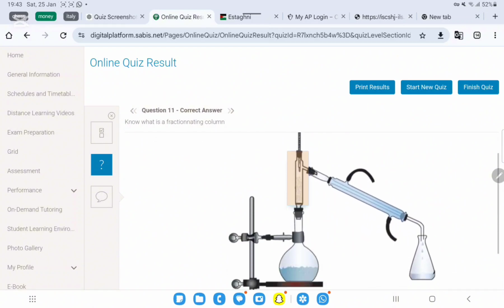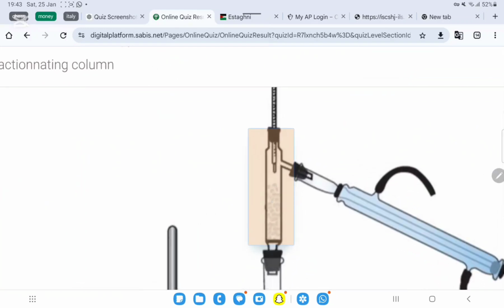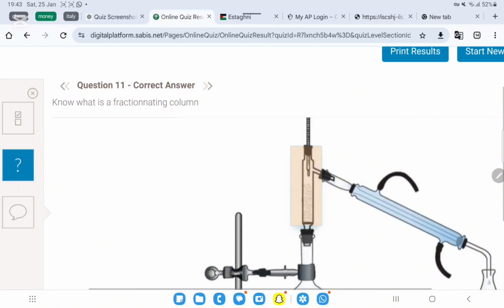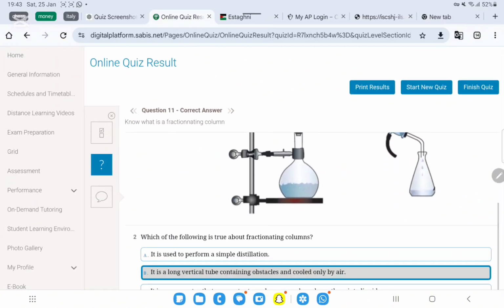Which of the following parts is the fractionating column? See the fractionating column, you'll see it on top of the round bottomed flask. It will be a long tube with little dots inside. These are obstacles, and it's only cooled by air, no water in it.